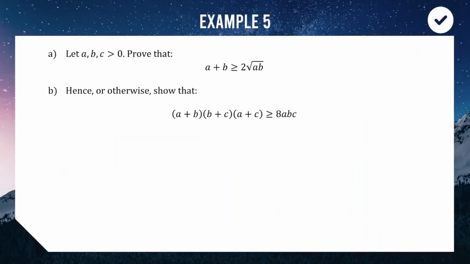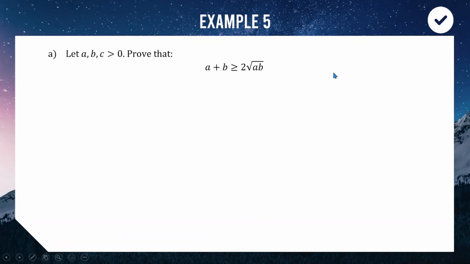Okay, moving on to the next one. Example 5, we have A, B, and C are positive numbers. First thing we want to show is A plus B is greater than or equal to 2 root AB. We've already proven a very similar inequality like this earlier in the video, so I encourage you to pause the video and see if you can prove this one by yourself now, because it's very similar to example 2.